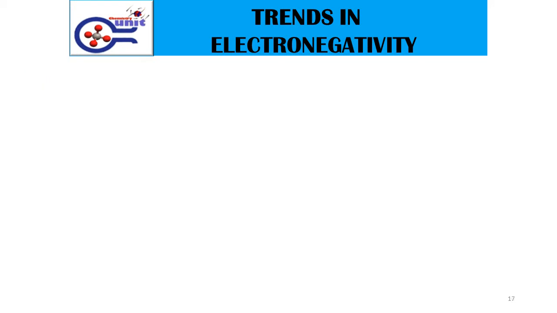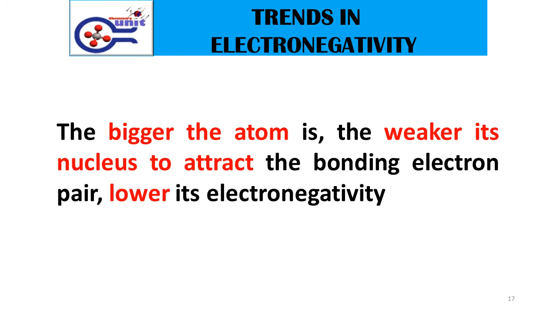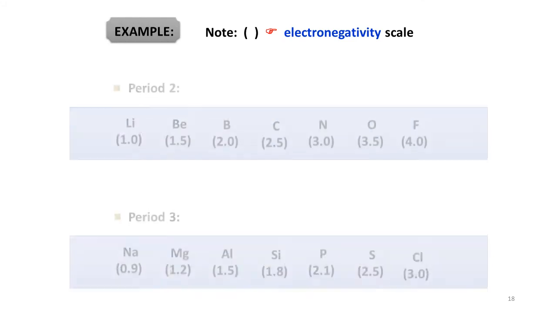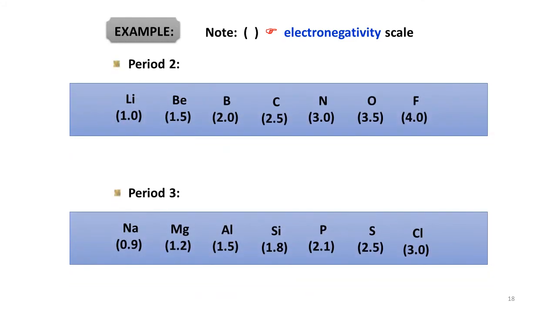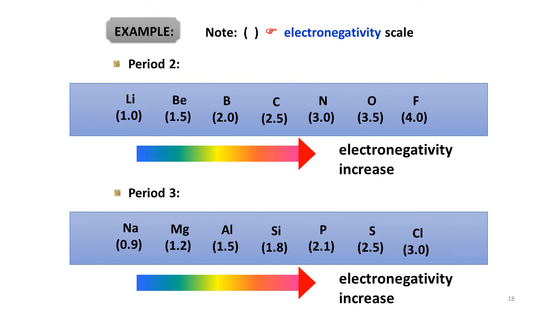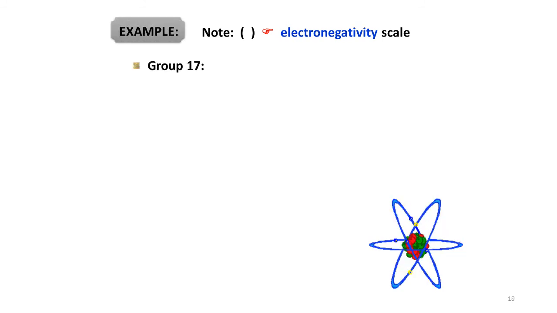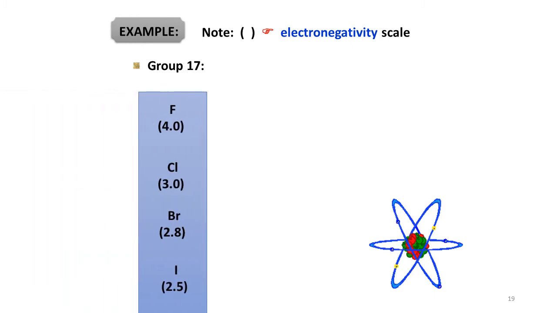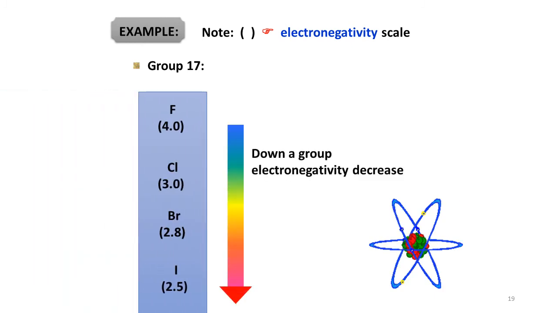The bigger the atom, the weaker its nucleus attracts the bonding electron pair, and the lower its electronegativity. Example: values for elements in period 2 and period 3, electronegativity increases across the period. Example: values for elements in group 17, electronegativity decreases when going down the group.